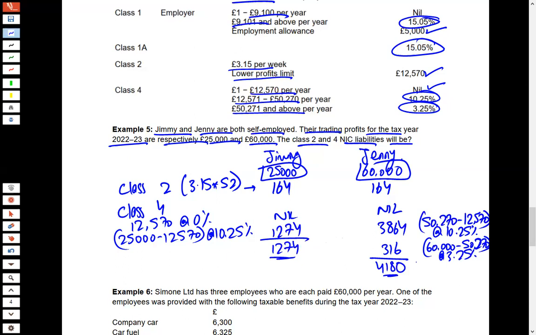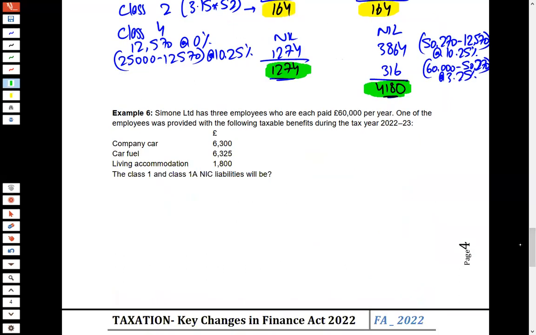So this is the class 2 NICs, and these are the class 4 NICs. Again, if you notice, I'm continuously focusing on this, that's the only change in the class 2 and 4 NIC. Let's learn the change in the class 1 NIC as well.